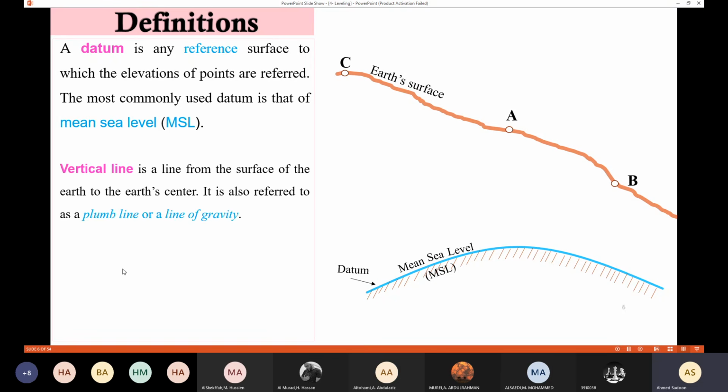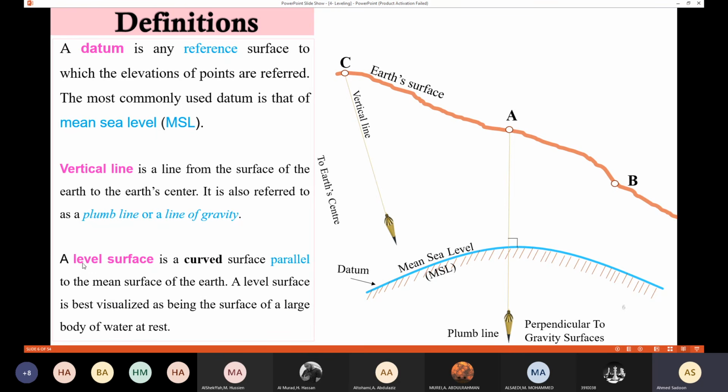Okay. Then we have the vertical line. The vertical line is a line from the surface of the Earth to the Earth's center. So if you draw a vertical line from that point to the center of the Earth, we call this the vertical line of point A. Also, the vertical line of point C is going to be a line from the surface here to the center of the Earth. This is known as the vertical line. It is also referred to as plumb line or line of gravity.